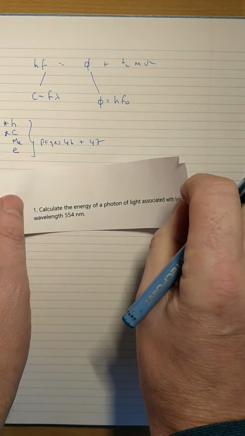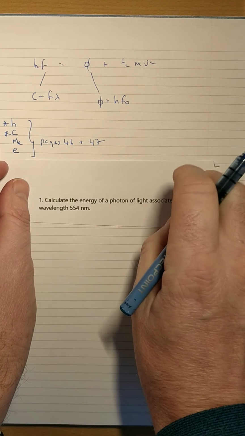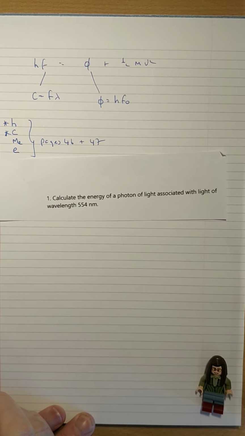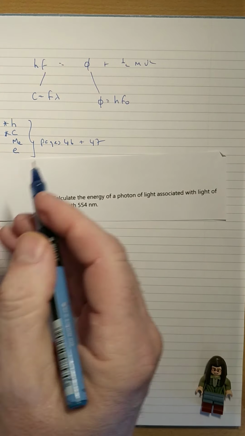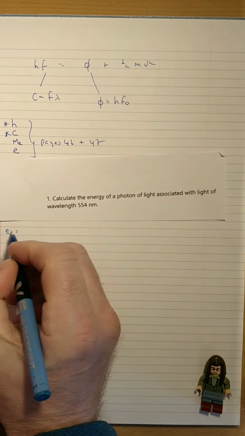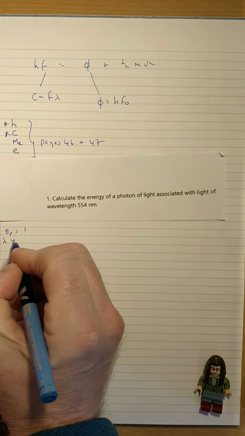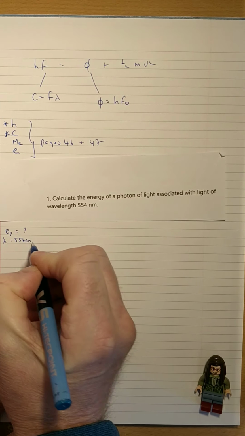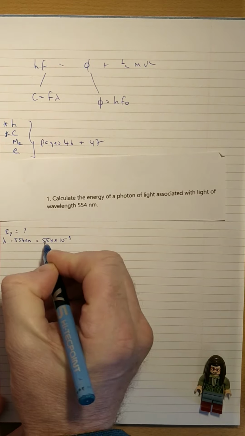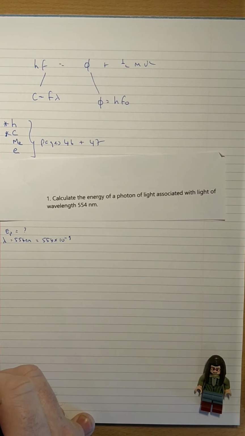This question is just involving the energy of a photon. Calculate the energy of a photon of light associated with light of wavelength 554 nanometers. So let's go through. We write down what we have and we see where we go from there. Energy of the photon, we don't know. Wavelength 554 nanometers, so we know that's 554 by 10 to the minus 9 meters. And don't fall into the trap of putting a decimal point. It's 554 by 10 to the minus 9.